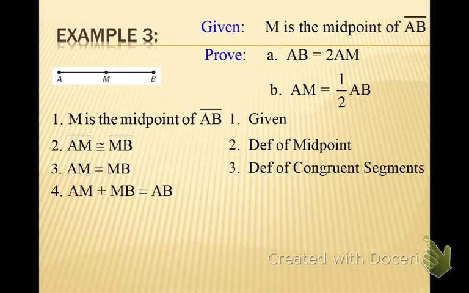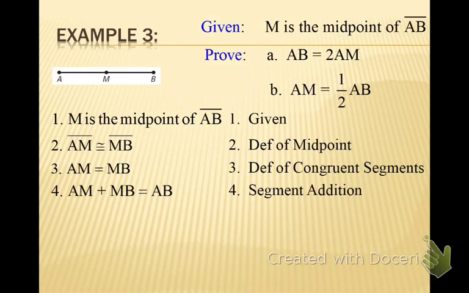Okay, our next step. AM plus MB equals AB. We've seen this several times today. When I say AM plus MB equals AB, what am I using? What is that? Segment addition. Yeah, we're using segment addition there. That's segment addition. All right, keep in mind we want to get to AB equals 2 times AM.